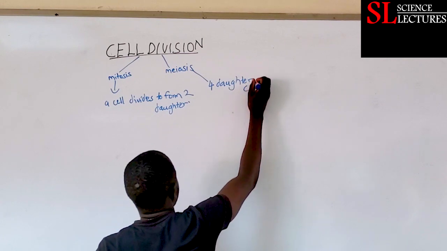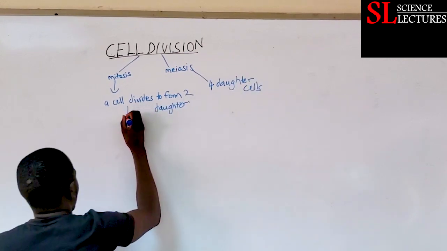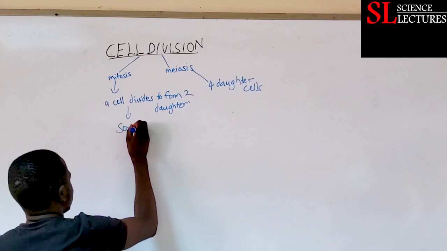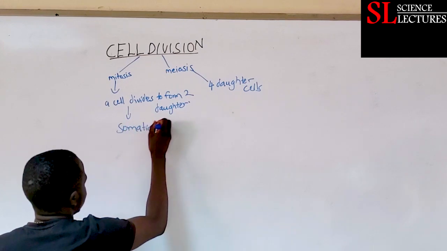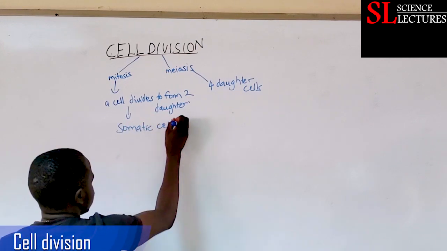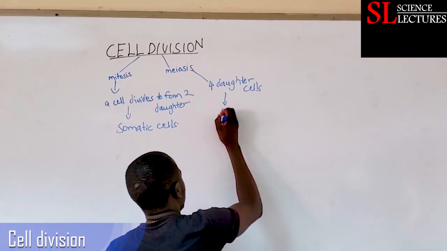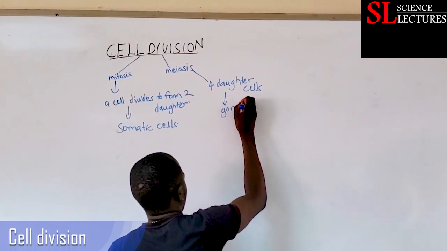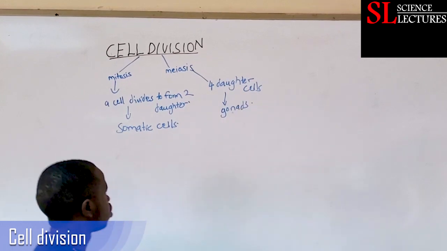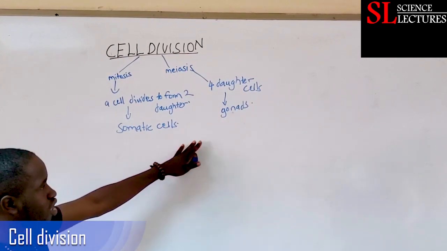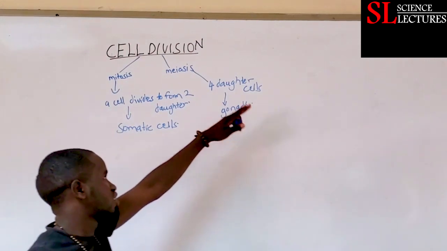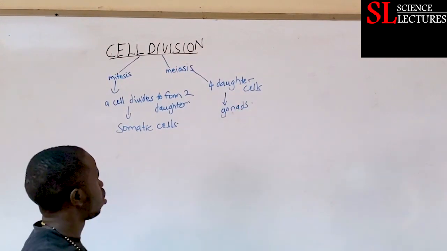And mitosis happens in all body cells, what we call somatic cells. Then meiosis only happens in what we call the gonads. Somatic means all body cells except for reproductive cells. Reproductive cells are called gonads.